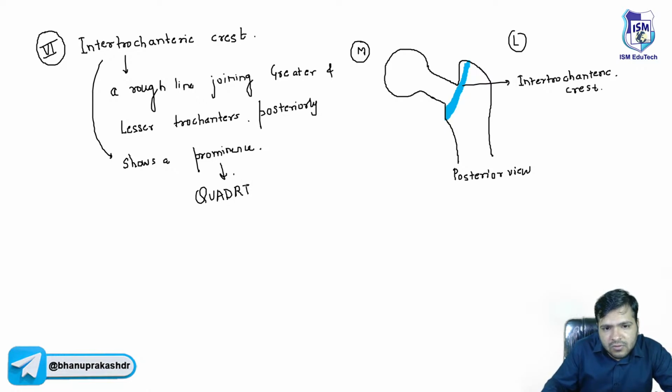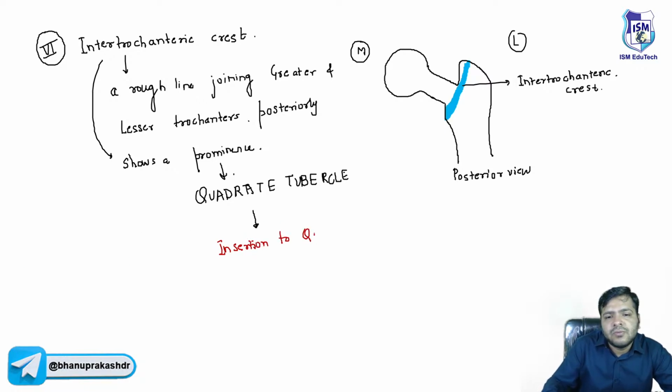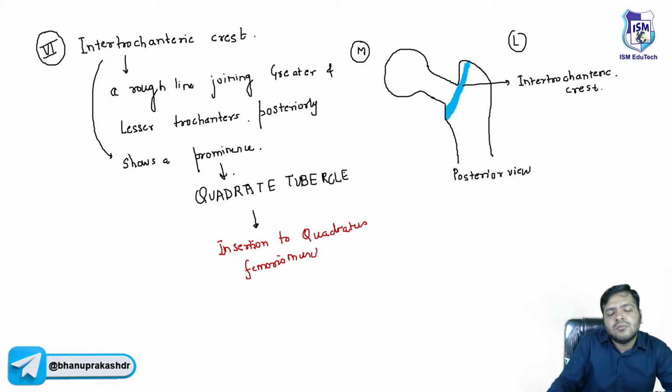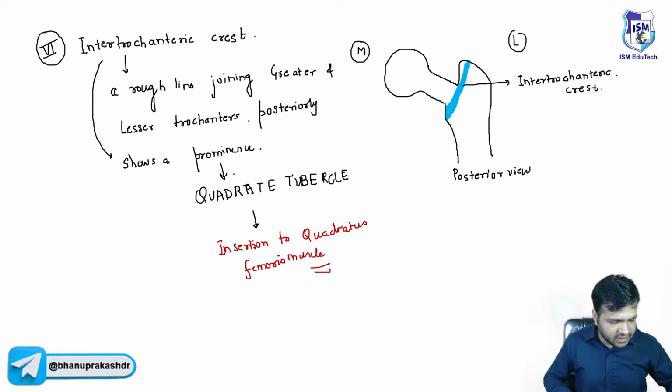Quadrate tubercle, and this will give attachment to one of the muscles, and that is the quadratus femoris muscle. Remember there is insertion to the quadratus femoris muscle. One muscle will come and insert over here, that is the quadratus femoris muscle.